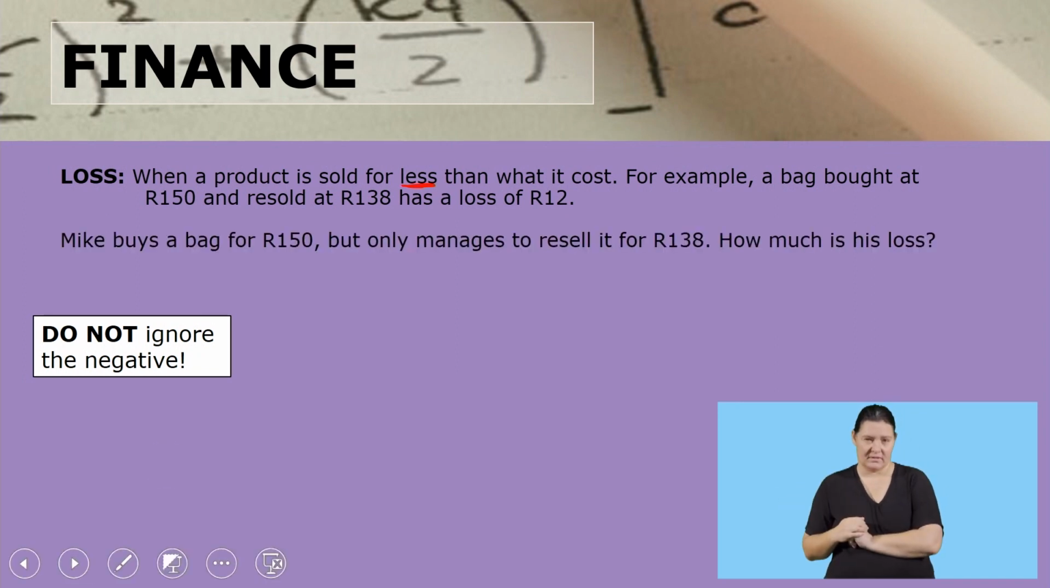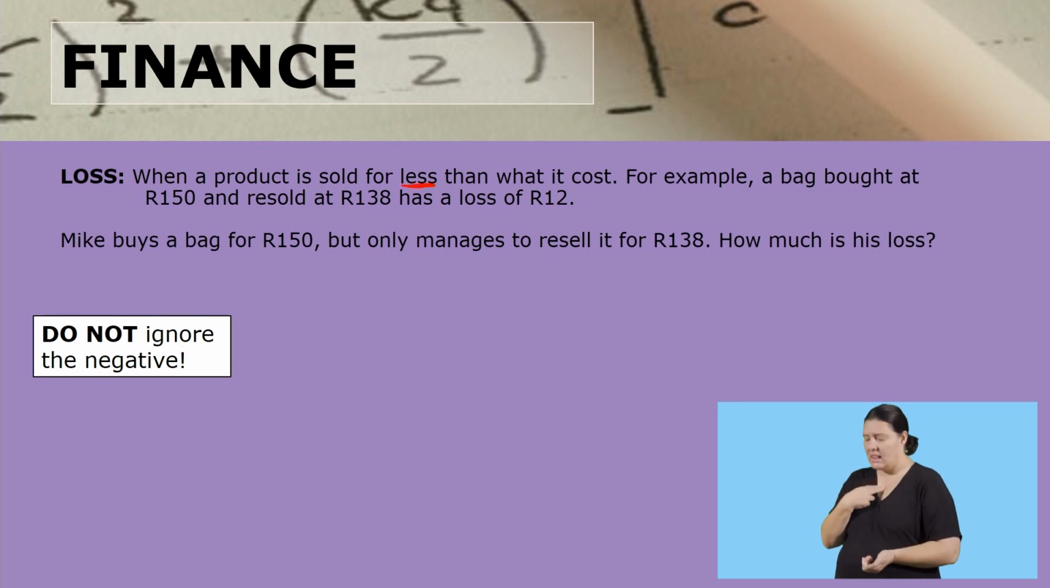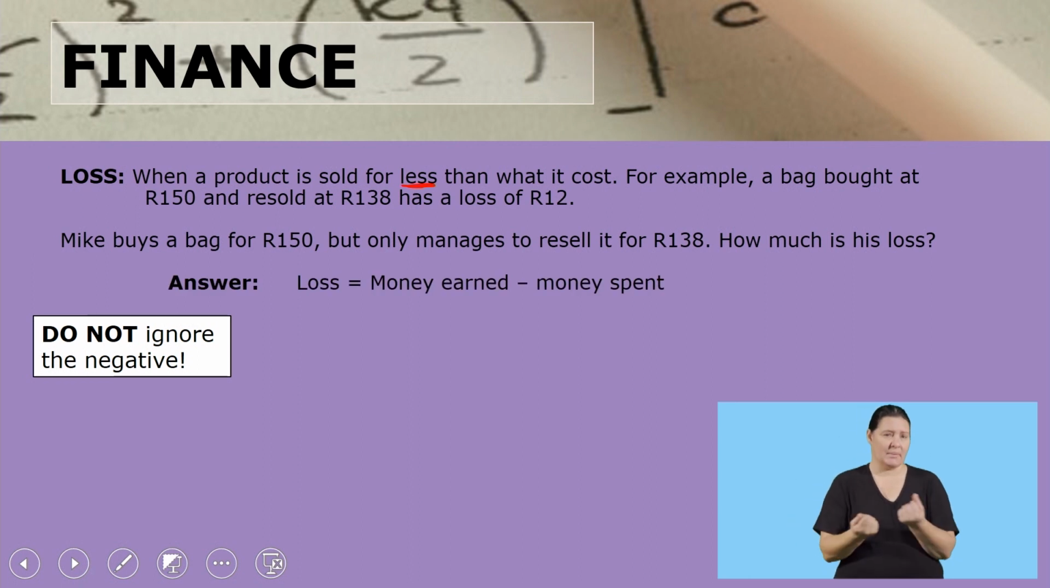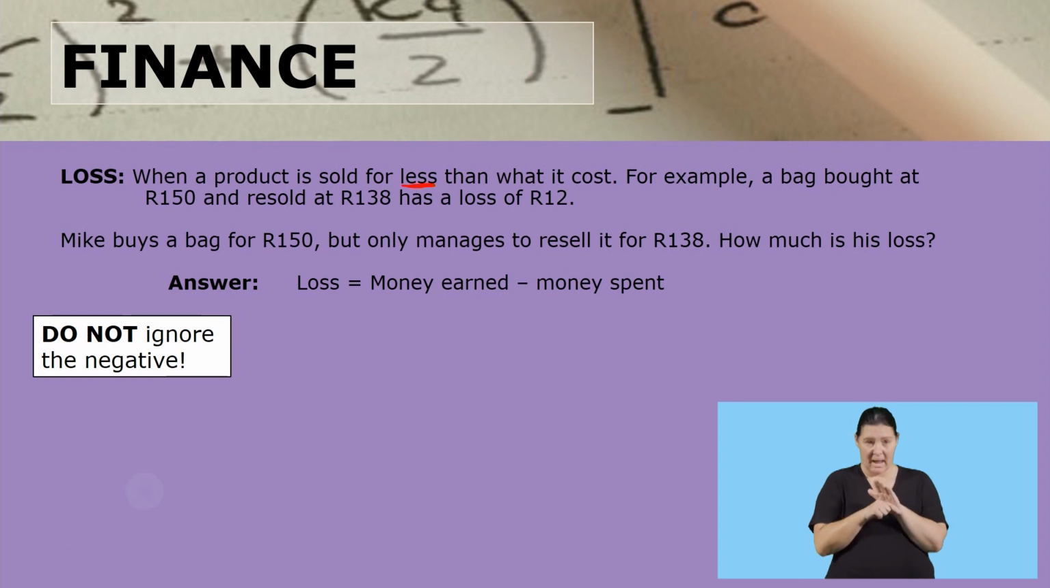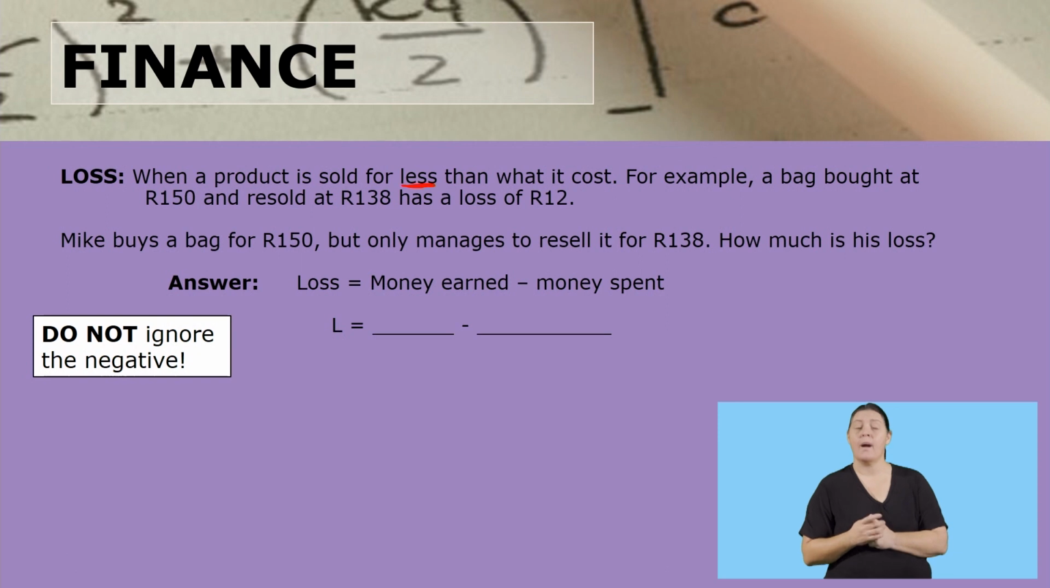So let's see. Mike buys a bag for 150 rands, but only manages to resell it for 138 rands. How much is his loss? The answer here we are going to get by saying the money earned minus the money spent. So what was the money earned? Mike only could get 138 rands from this bag.